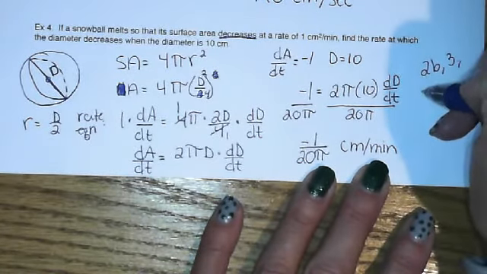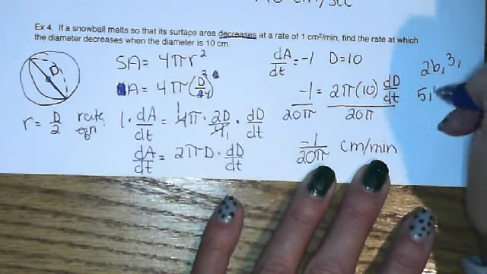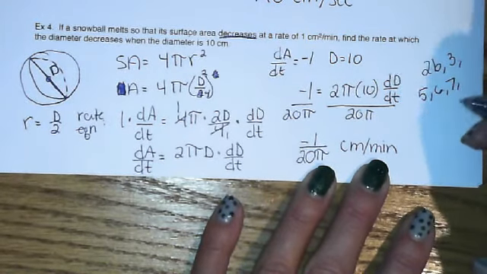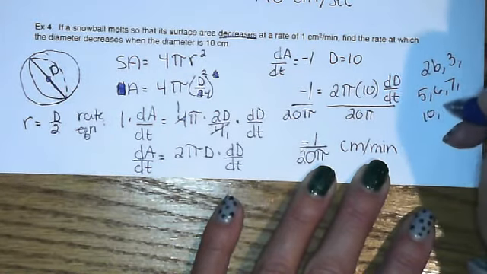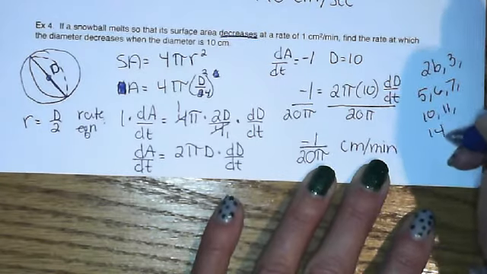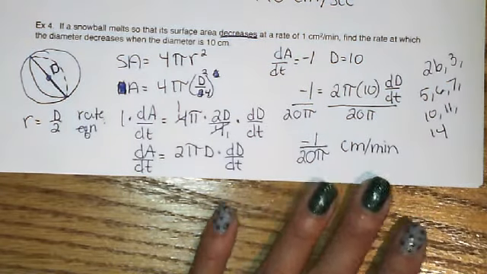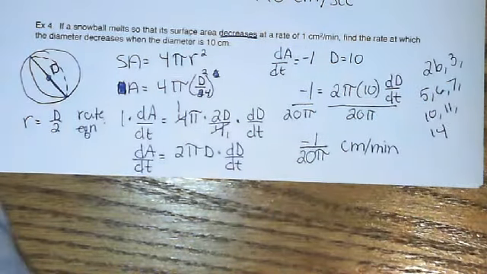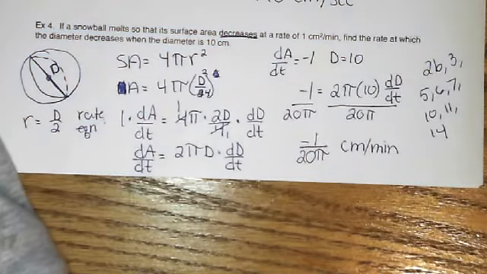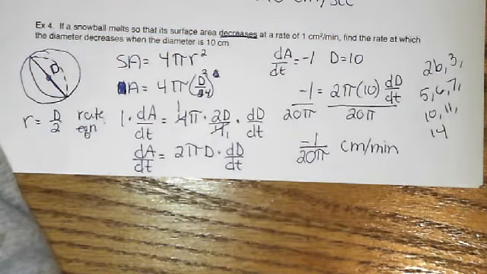Okay, your assignment is going to be on the worksheet that I give you, problems 2B, 3, 5, 6, 7, 10, 11, and 14 on the worksheet. Okay. This one.